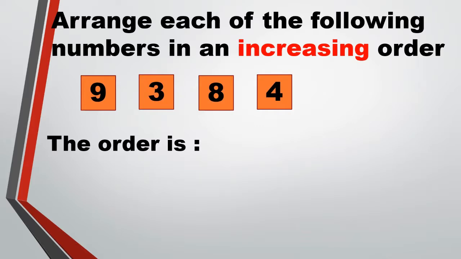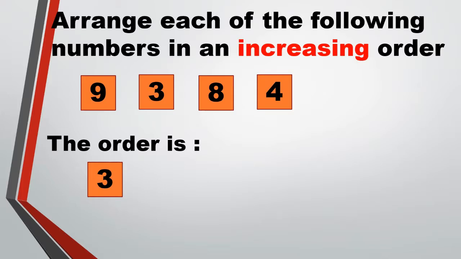Here 4 numbers are given. We have to arrange these numbers in increasing order. Smallest number to the greatest number. So tell me, which is the smallest number in this line? Right, 3. 3 is the smallest number in this line. Then which is the next number that will come immediately after 3? Right. Next number will be 4.